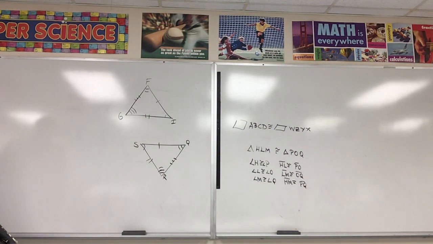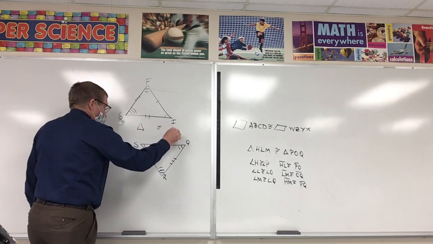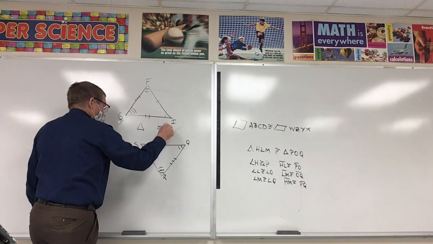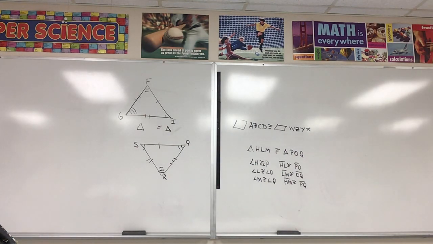Alright, so here's my diagram. I have congruent triangles, so I need to write my congruent statement correctly. It doesn't matter which one you write first. It doesn't matter if I name the triangle FGI or IFG or GIF. They are all the same triangle. So everybody's congruent statement could look different, but everybody's congruent statement would have corresponding parts in the right place.